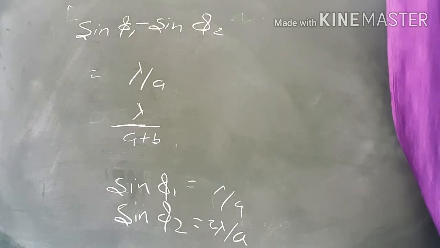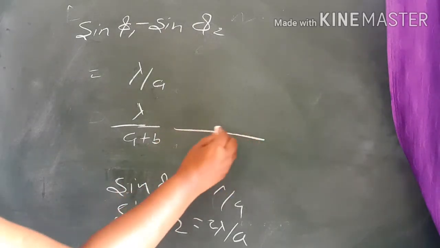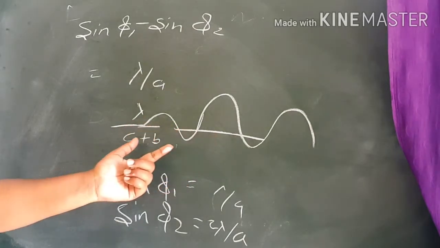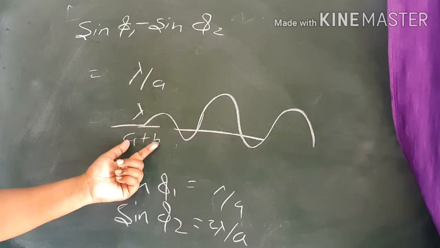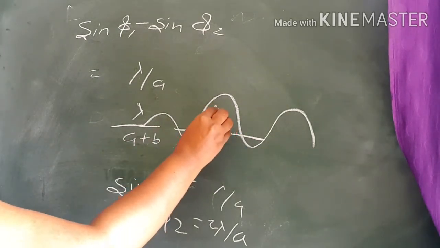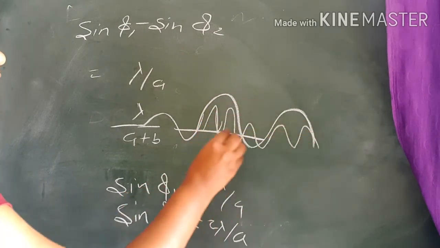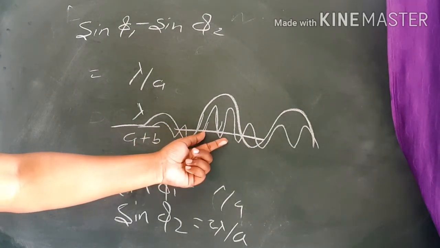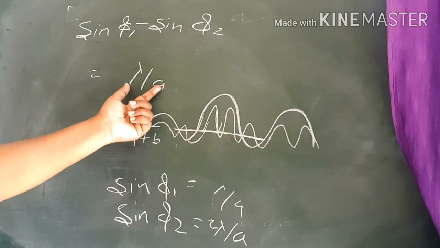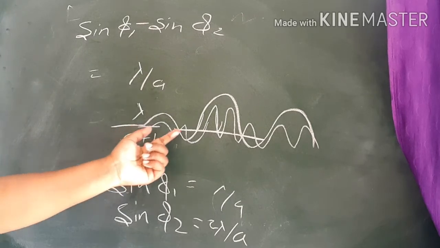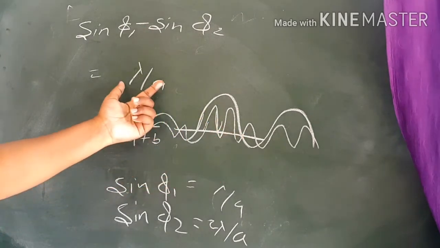So we can clearly see from here that if this is the fringe pattern due to diffraction, then interference fringes lie in between these fringes, like this. Because the fringe width of interference fringes is less than the fringe width of diffraction fringes. So interference fringes lie in between the fringes due to diffraction.